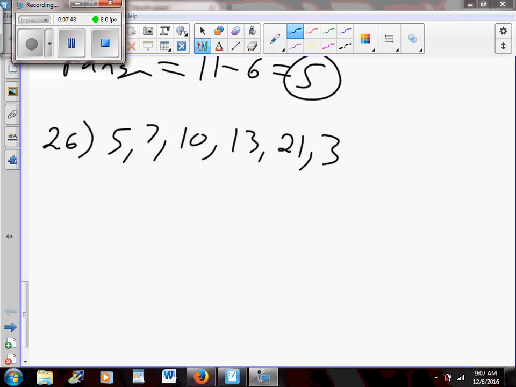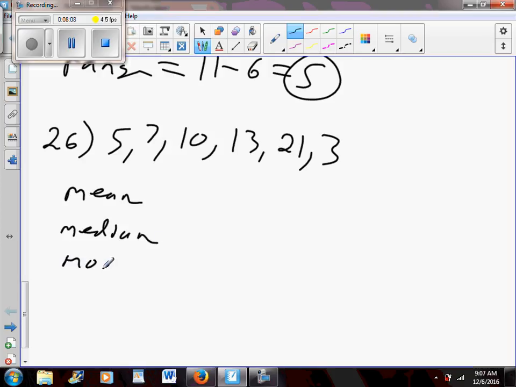Okay, so problem number 26, the data set 5, 7, 10, 13, 21, and 3. I want you to order this data set first of all from least to greatest. Then I want you to find the mean, median, the mode, and the range.